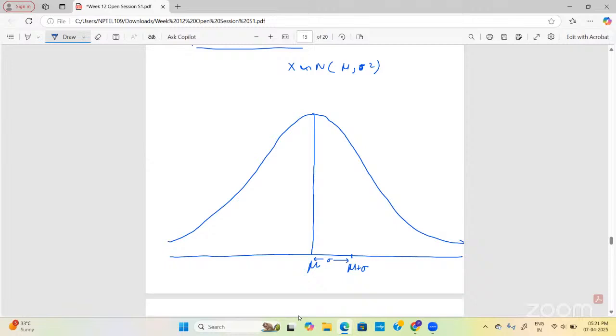Suppose this distance is sigma, and sigma is the standard deviation. So I am taking a distance of one standard deviation from the mean. This point is mu, and you are going this distance away from it, so it will become mu plus sigma. Again, this is sigma, so it will become mu plus 2 sigma, and then this point will become mu plus 3 sigma. Do you agree with it or not?